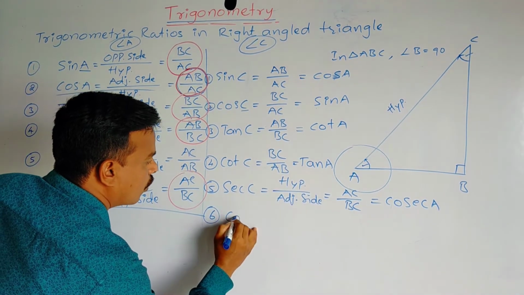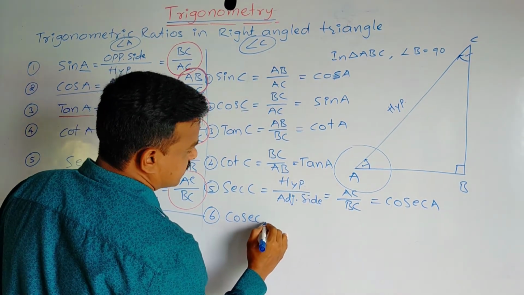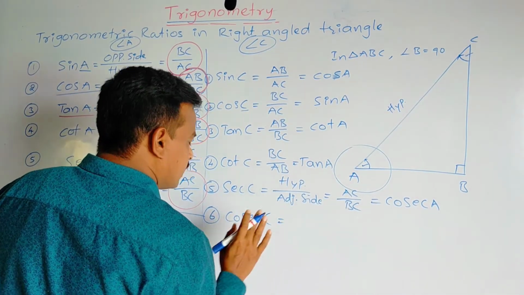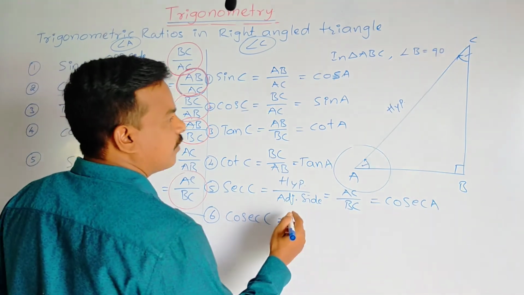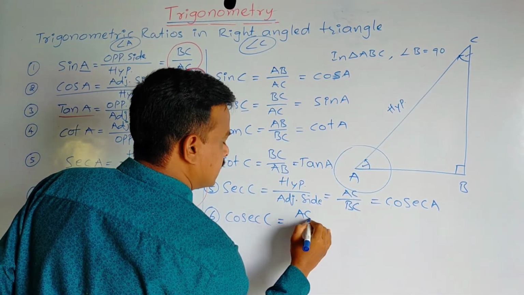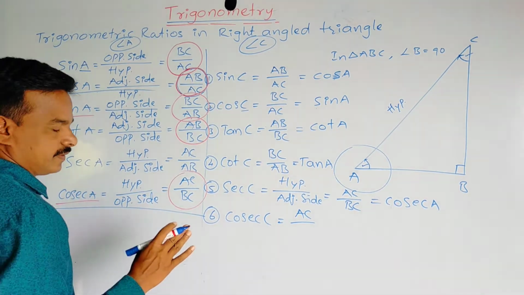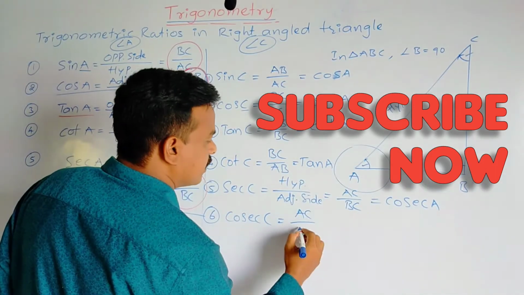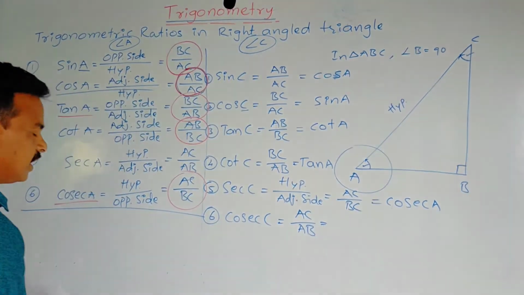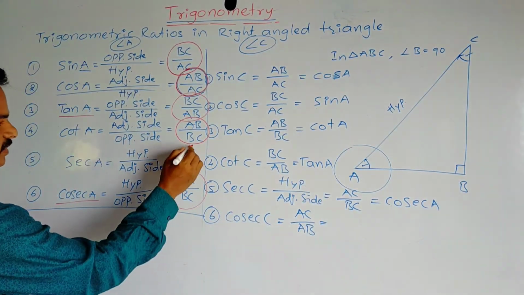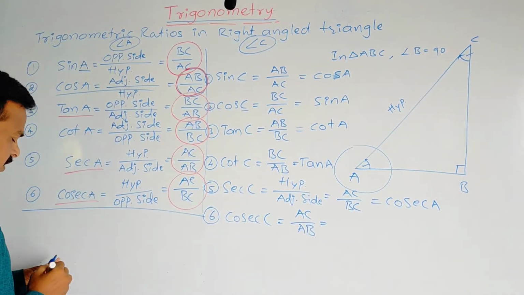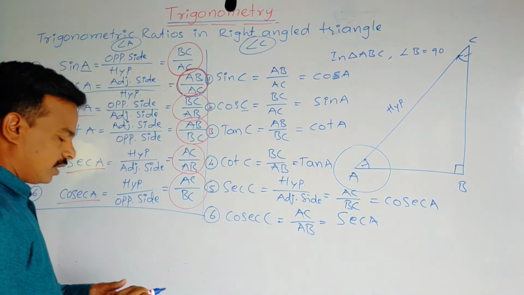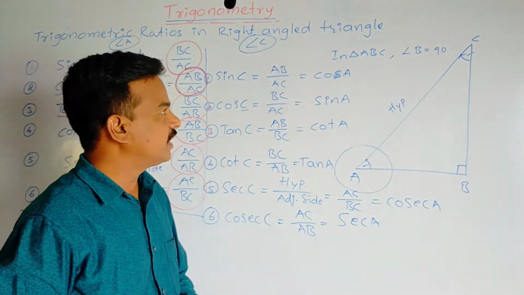Sixth one, cosec C. How much is it? It is equal to hypotenuse divided by opposite side. The hypotenuse is AC and the opposite side is AB. But this one, AC by AB, is equal to sec A. Okay. So we can observe that it is very important.